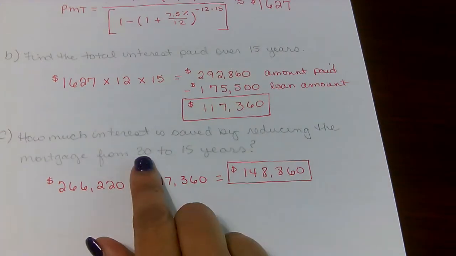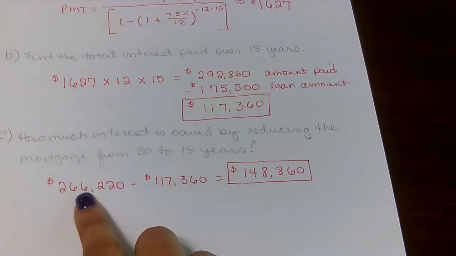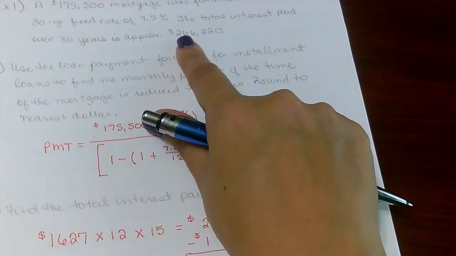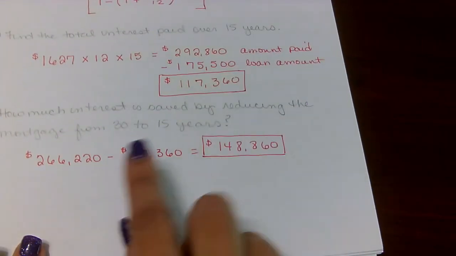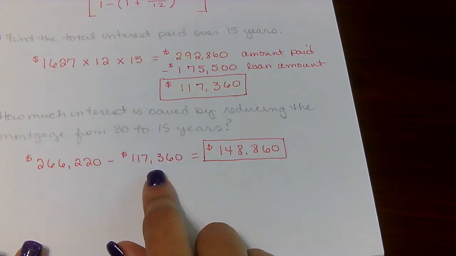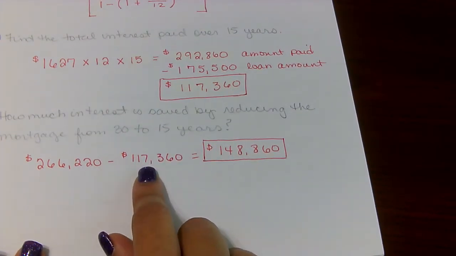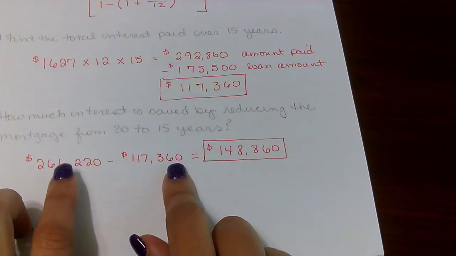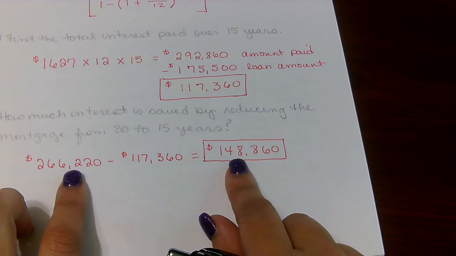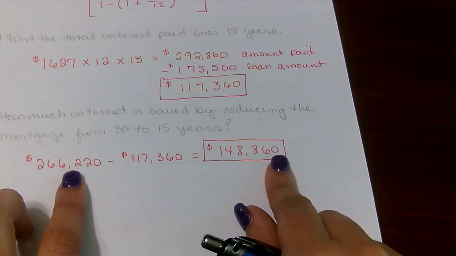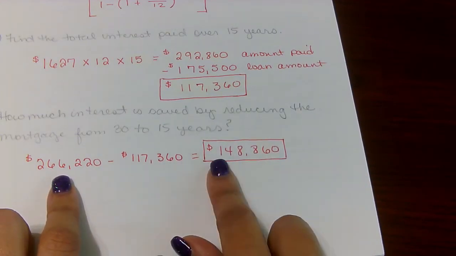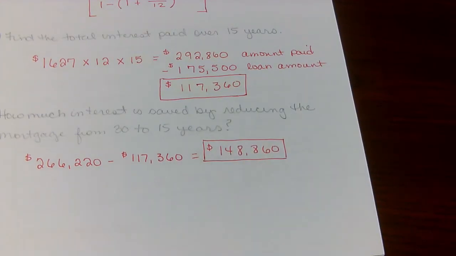Part C. How much interest is saved by reducing the mortgage from 30 years to 15 years? If our interest for our 30-year loan is $266,220 as stated in the problem here, we're going to subtract the interest we would pay if we had a 15-year loan, which is $117,360. The difference between these two is $148,860. So by cutting our time in half, we're reducing our loan interest by almost $150,000.